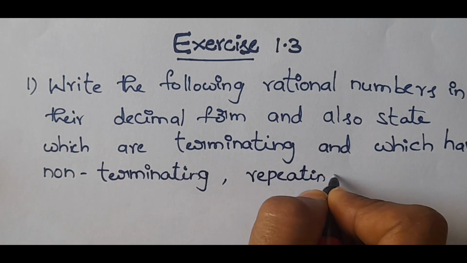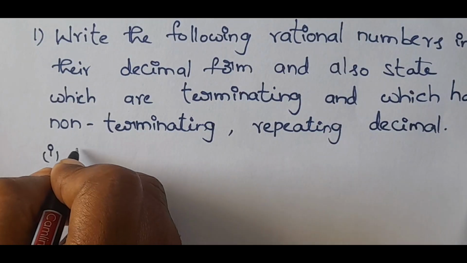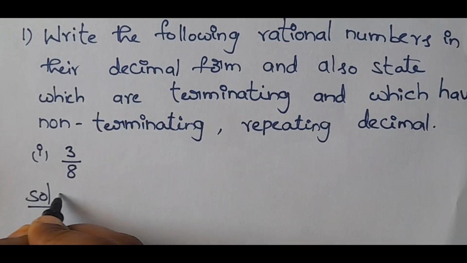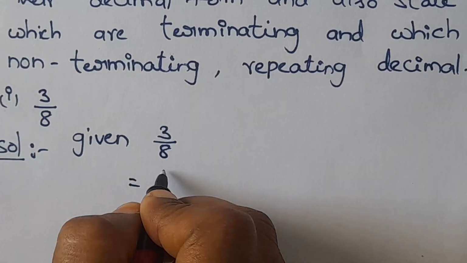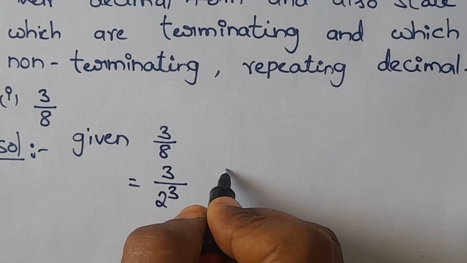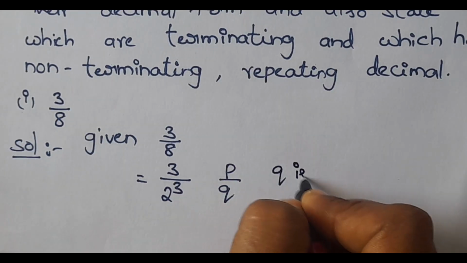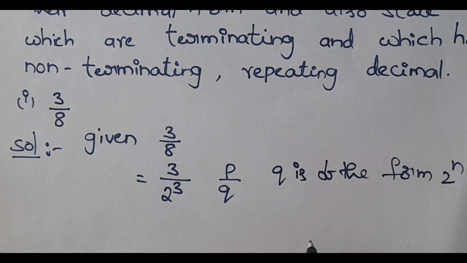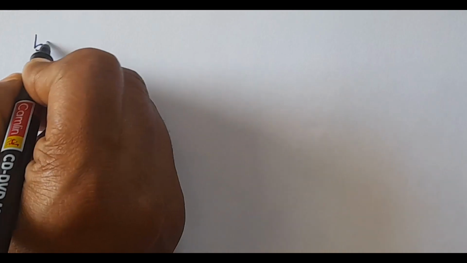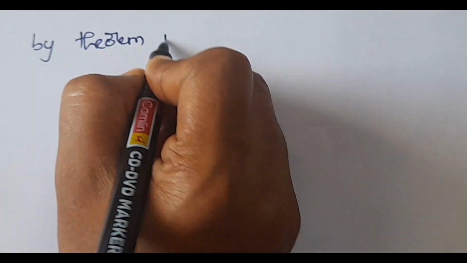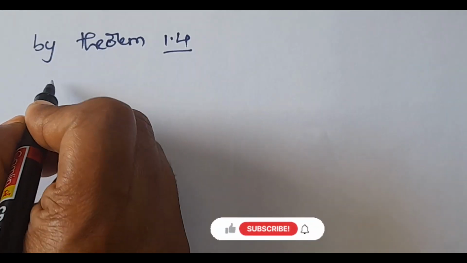Let us come to the topic. First question: write the following rational numbers in their decimal form and also state which are terminating and which are non-terminating. First bit, 3/8. First we have to write 3/8 as 3/2 cube, which is in the form of p by q, and q is of the form 2 power n.